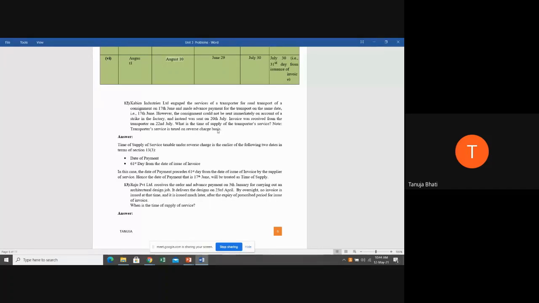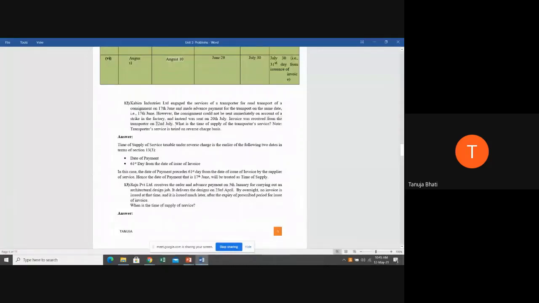Date of payment and 61st date from the date of issue of invoice. Now, what is the date of payment, students? The date of payment is 17th June. Okay. And what is the date of issue of invoice? So here the invoice was received on 22nd July. So what falls earlier? The date of payment is 17 June and 61st date from the date of issue of invoice.